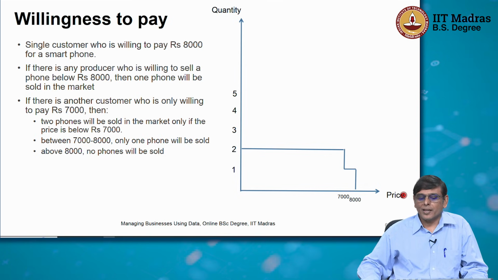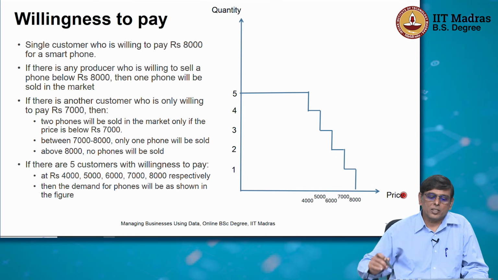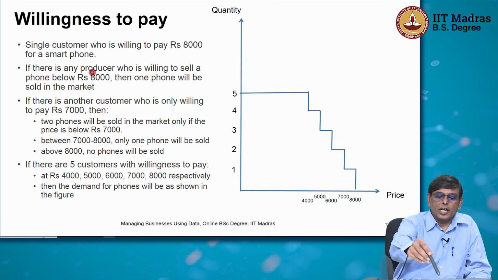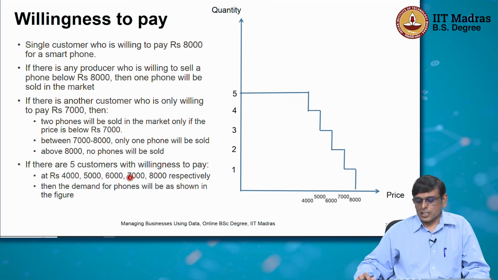Of course, one can say, why stop here? One can extend it. Let us say that there are 5 customers. These 5 customers have willingness to pay of 4, 5, 6, 7, 8. The 8 we saw as the first customer, and the 7 we saw as the second customer. I have added 3 more customers with willingness to pay of 4, 5 and 6.